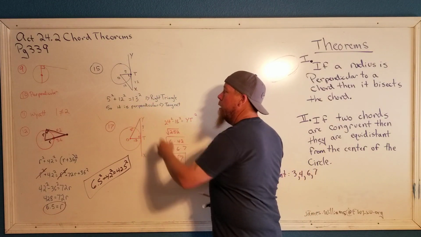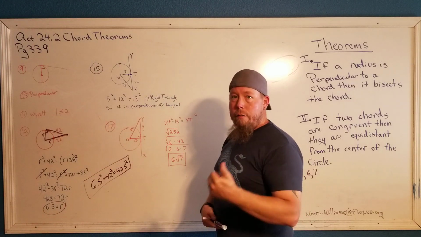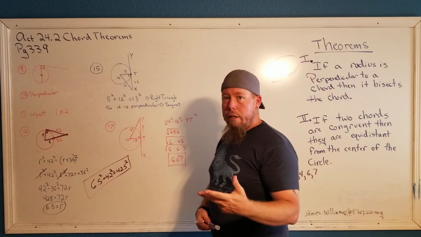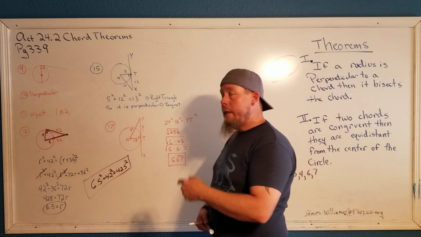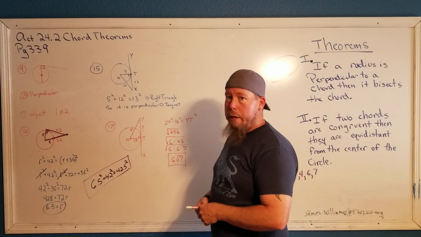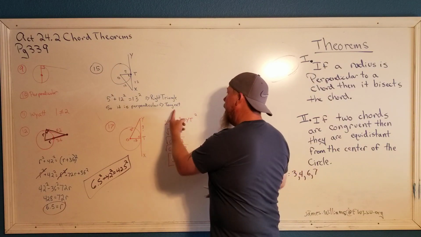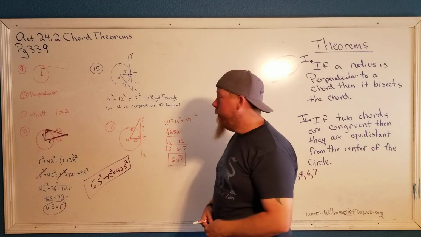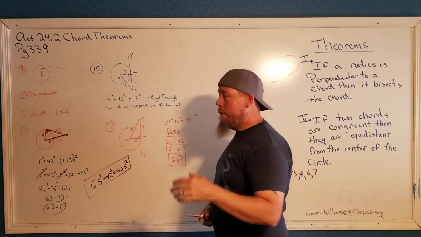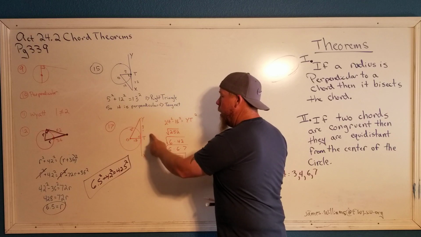I used the converse of the Pythagorean theorem. 5 squared plus 12 squared equals 13 squared. Which implies that's a right triangle. Because it's a right triangle, it means the two segments are perpendicular. Because they're perpendicular, it is a tangent line. Okay, hopefully that follows. Number 17, they change up the values, and they're asking you to find YT.